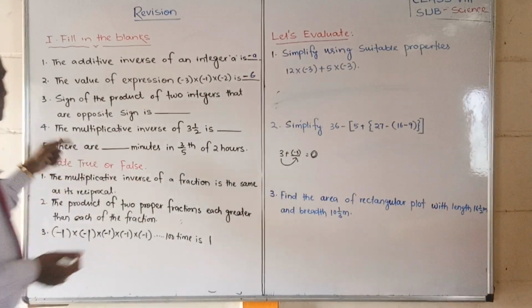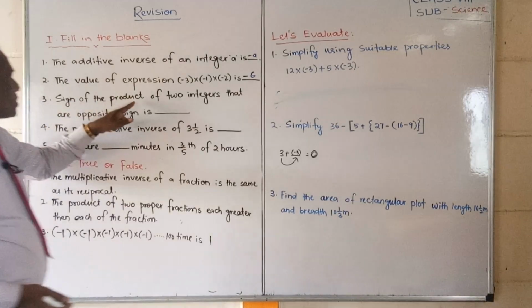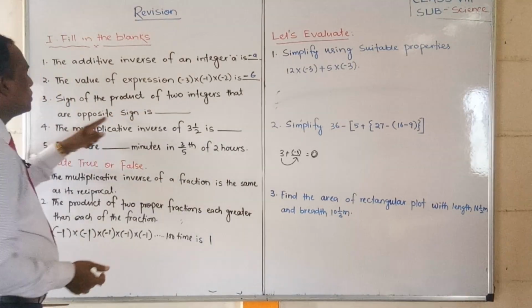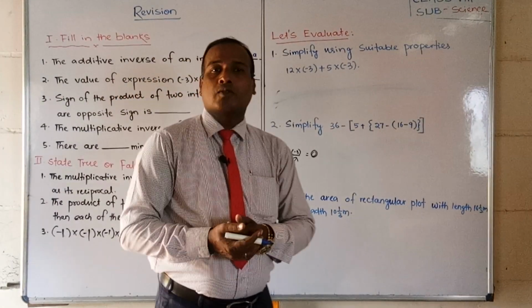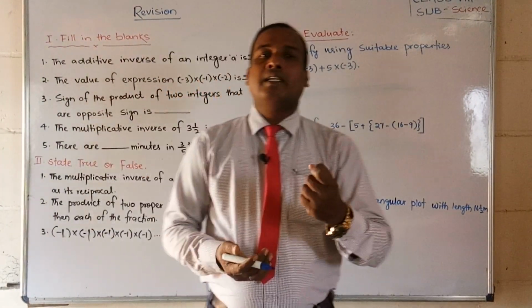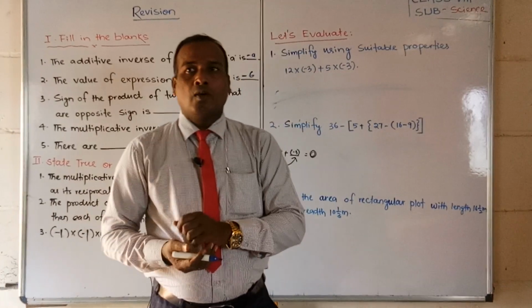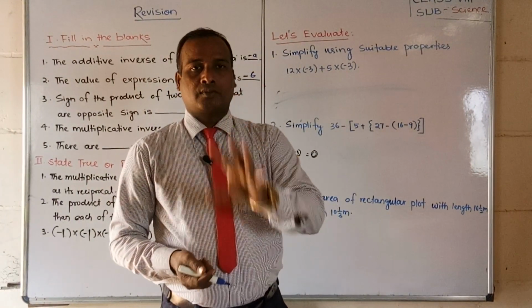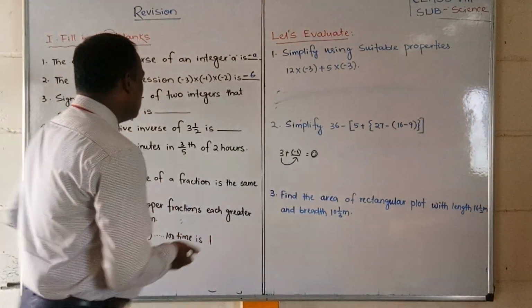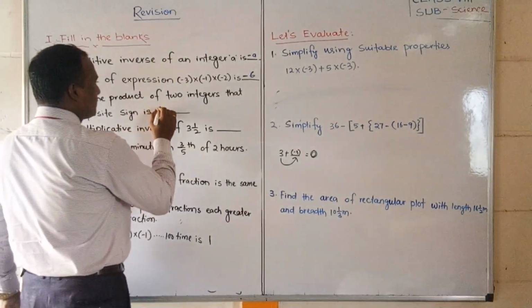Okay, look at here now. Next one: the sign of the product of two integers that have opposite signs is dash. Whenever you multiply two opposite signs, what will you get? Suppose minus 3 into plus 5. Whenever you multiply two opposite signs, you will get a negative sign. So the opposite sign product is negative.